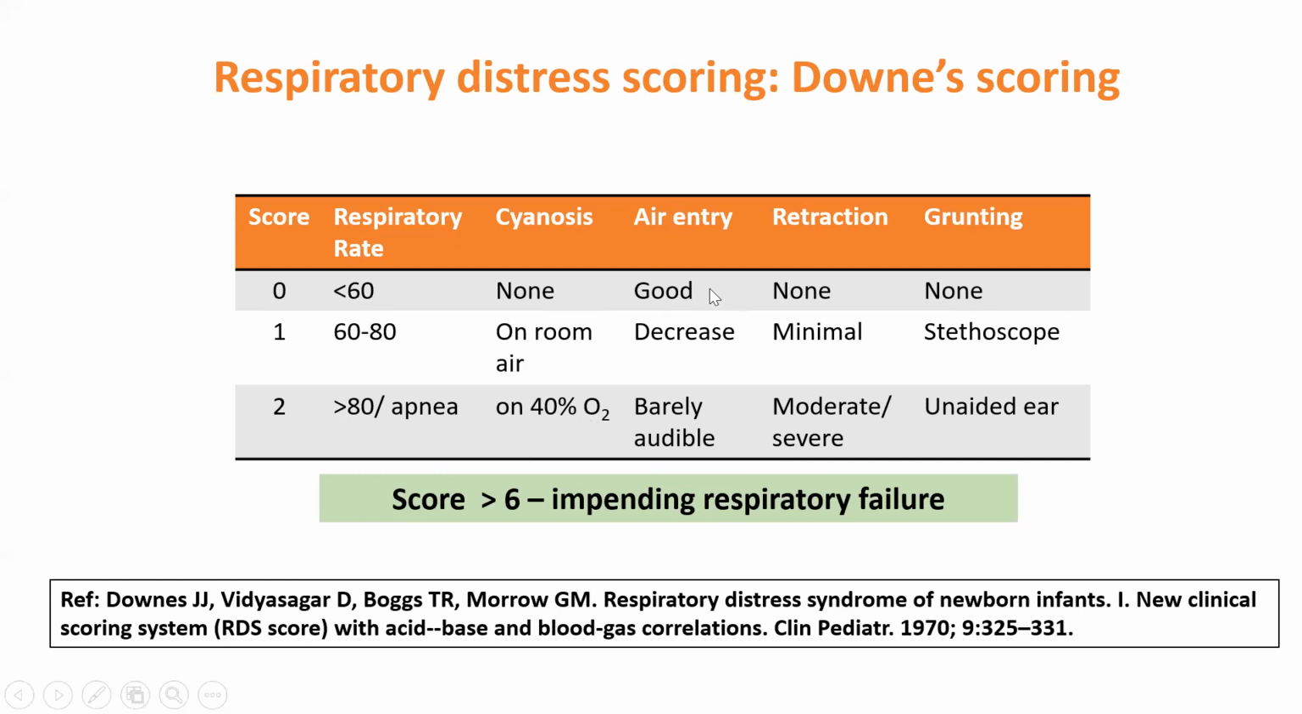Air entry can also be quantified as good, decreased or barely audible; retraction as none, minimal or marked; and grunting as none, audible by stethoscope, or audible by unaided ears. So in the previous video it was just audible by unaided ears. And a score of more than 6 is called impending respiratory failure. This is the Downes score chart, which was basically given for term infants.